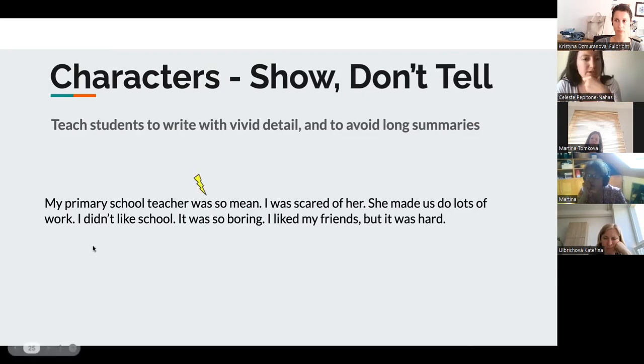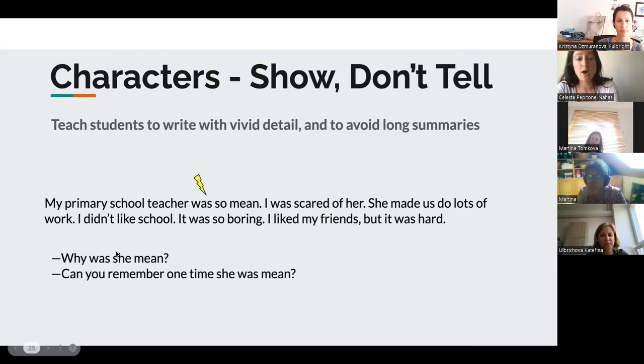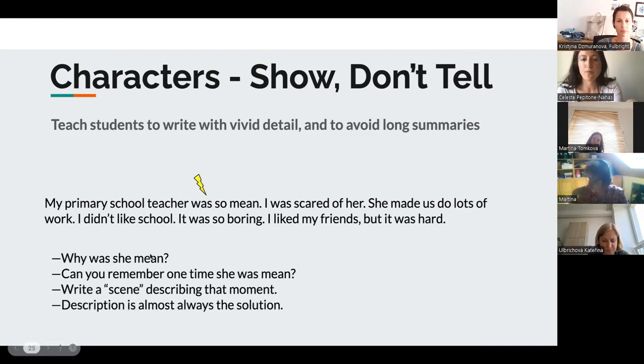So how can we correct for this? Well, you can ask some questions of your student if they turn something in like this. I encourage you to say, hey, actually, I'd like you to revise this assignment and let's see if we can get a little more detailed, a little deeper. Like, why was she mean? Can you remember one time? Can you describe a specific moment? Asking your students for more description is almost always the solution. And just asking them questions is going to help them think of more details and more interesting ways to say something, to write something.